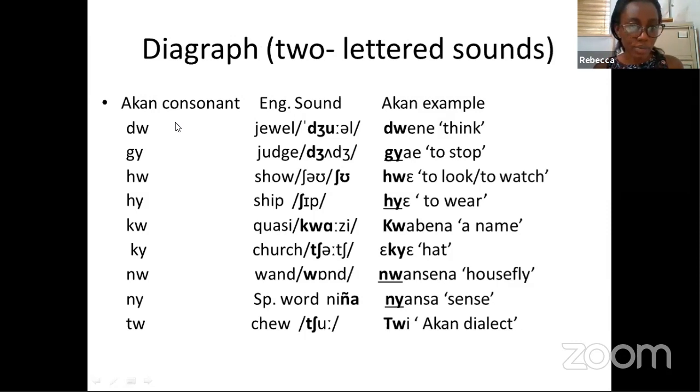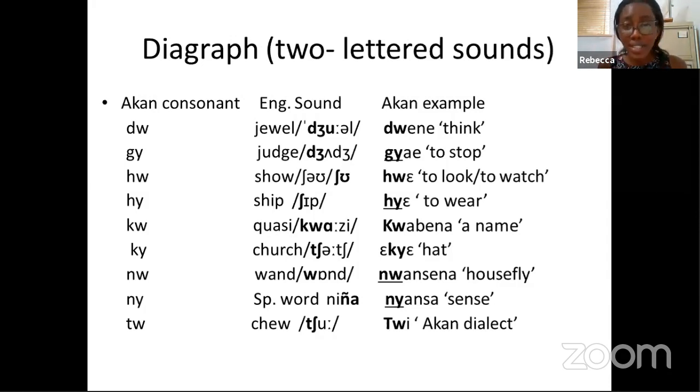So we see the J. The DW is J. Can we say it together? J. Good. So we have that in jewel. So the j in the jewel, the English word jewel. And we see that in an Akan example, jene.